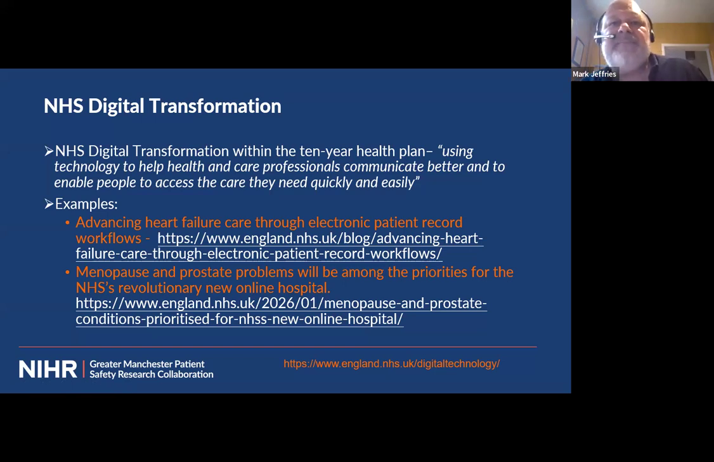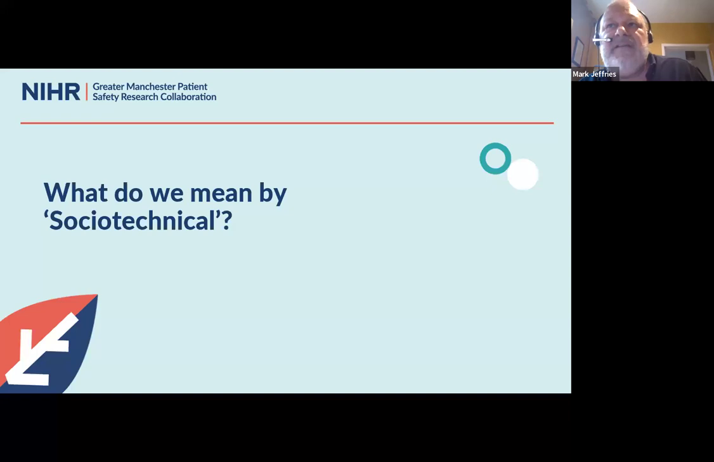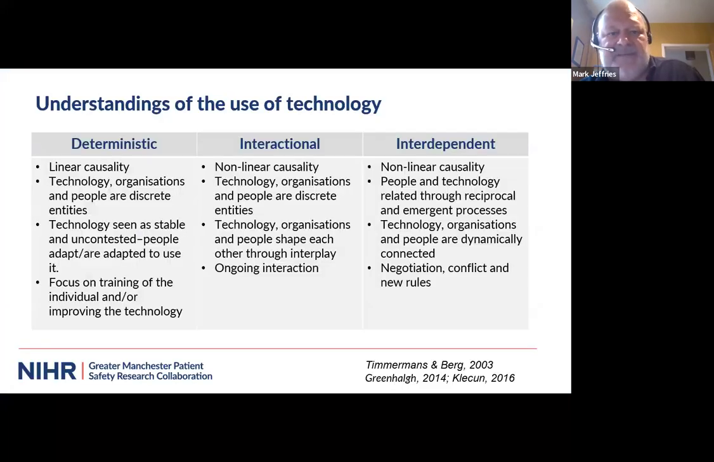Next slide, please. So that was an overview of technology and complexities within healthcare. The next bit I really want to focus on is what we mean by sociotechnical, and what sociotechnical is. So if we go to the next slide, please.